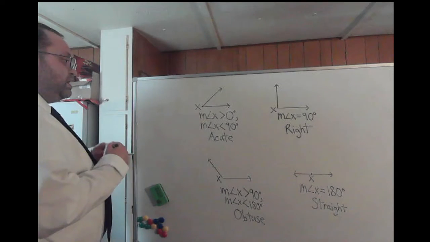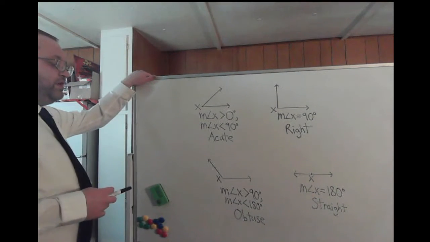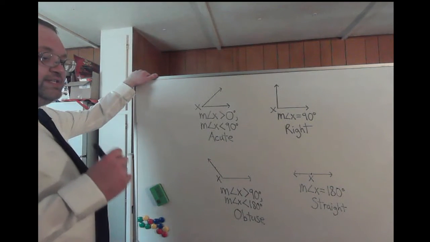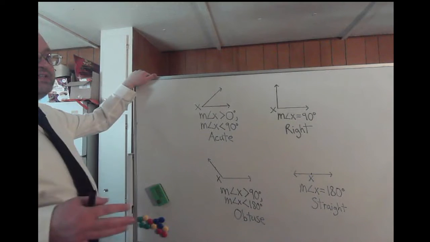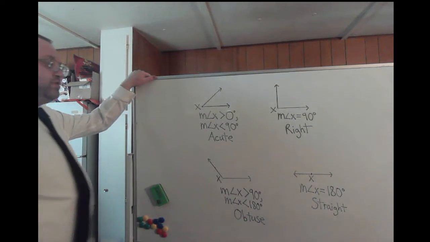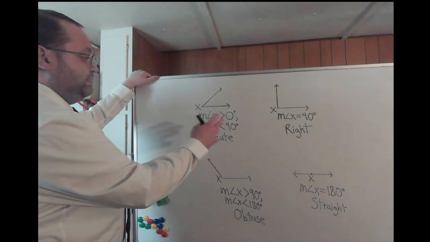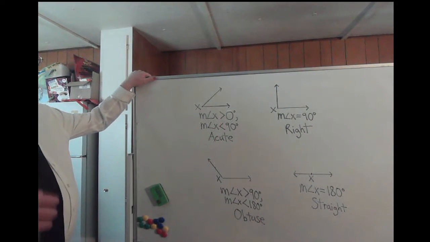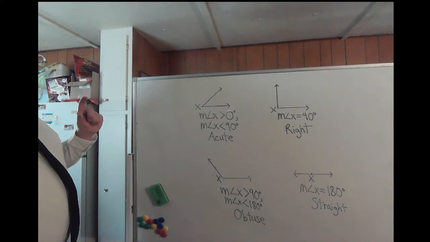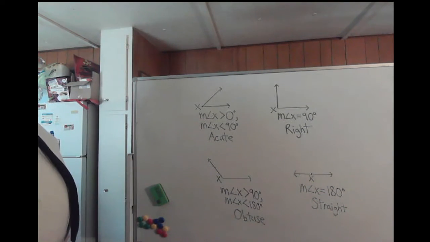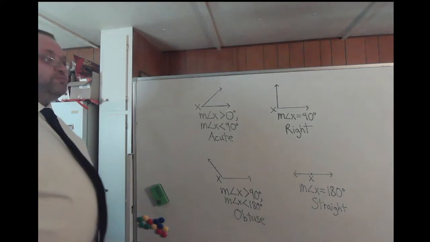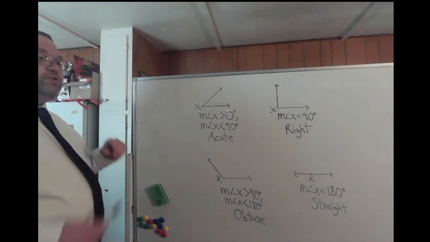So let's start out with our very first type of angle. If you have an angle that's greater than 0 degrees, because a 0 degree angle would be non-existent, you'd have nothing. But if you have an angle greater than 0 degrees but less than 90 degrees, it's called an acute angle. And how you can remember that is, oh, it's so acute, because it's smaller than 90 degrees. So remember, smaller than 90 degrees, how acute it is.